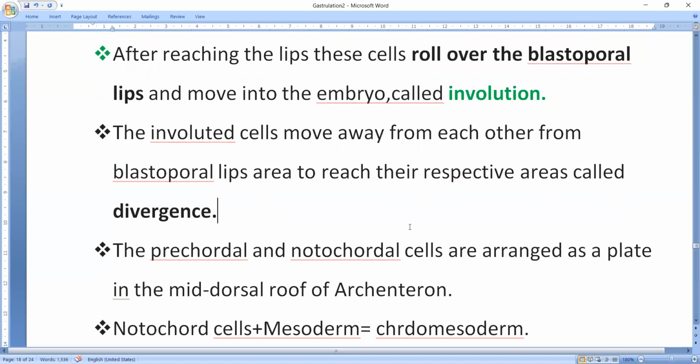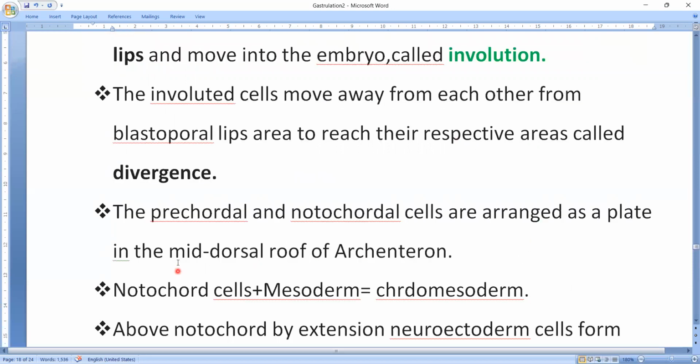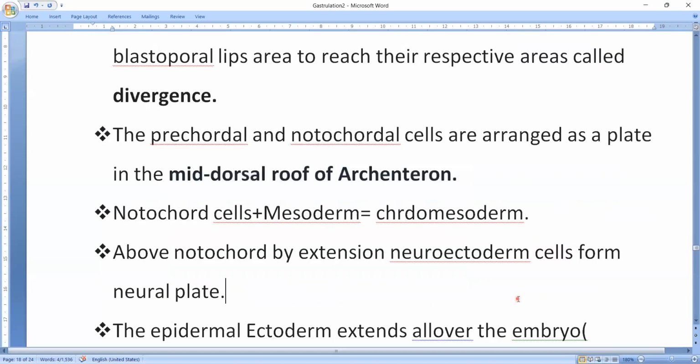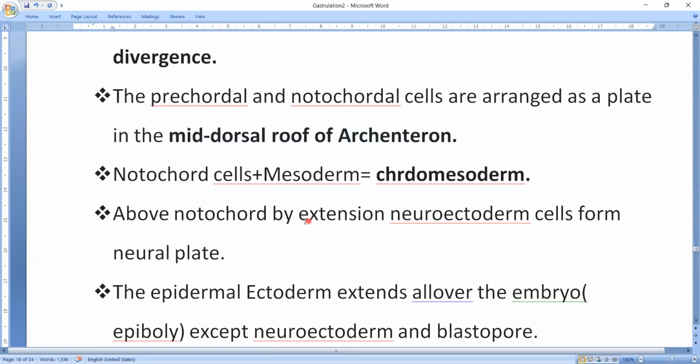The precaudal and notochordal cells are arranged as a plate in the mid-dorsal roof of archenteron. Okay, so precaudal and notochordal cells are arranged as a plate in the mid-dorsal roof of archenteron. So here notochordal cells plus mesoderm is called chorda mesoderm. Right, above the notochord, by extension, neurectoderm cells form the neural plate.